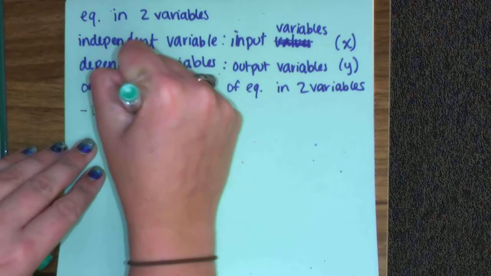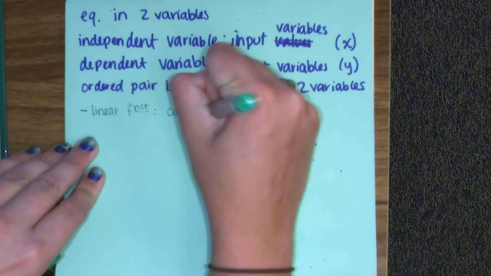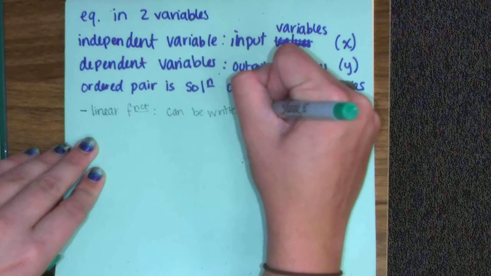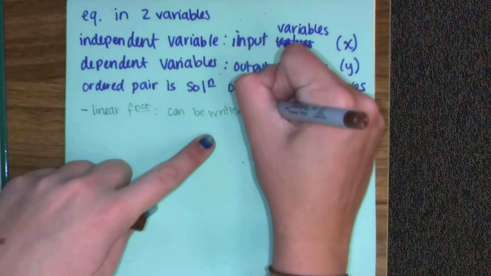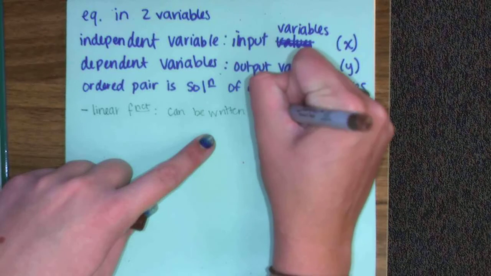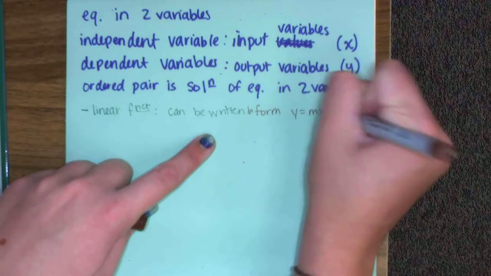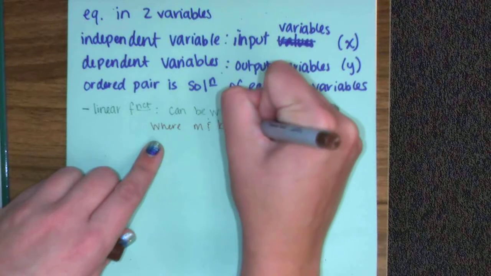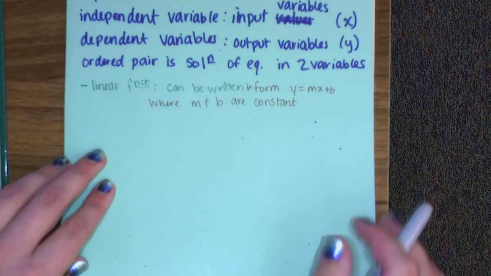A linear function can be written... Oh, this marker's dying on me. I know y'all can't read that. A linear function can be written in the form y is equal to mx plus b, where m and b are constants. Okay, so that's slope-intercept form.